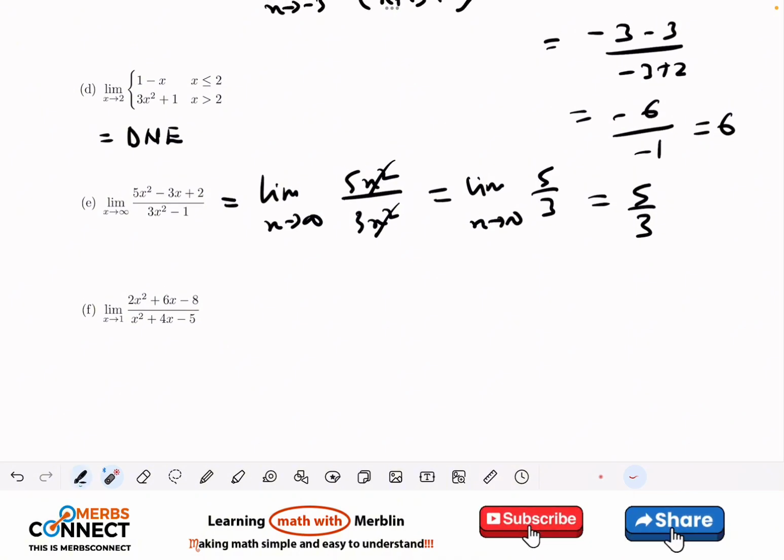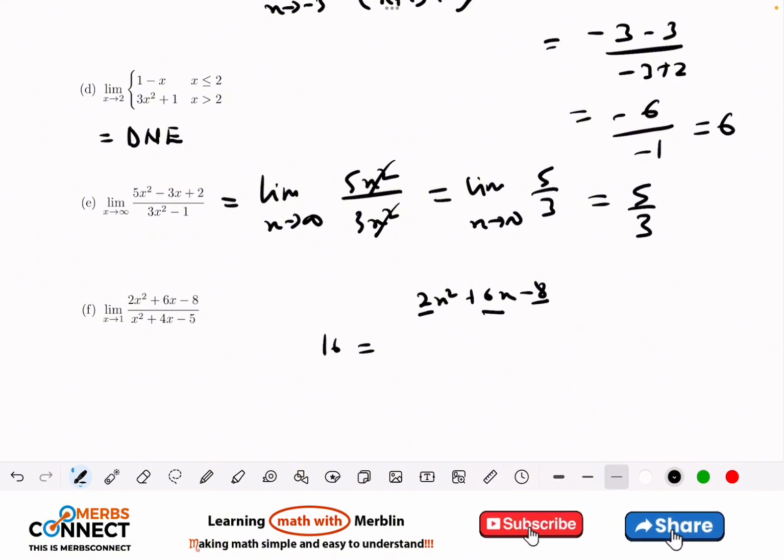Last question on this problem. First, as I said, let's plug in 1. When I put 1 in here, I get 0. So what we need to do is try and simplify. Let's look at the top, 2x squared plus 6x minus 8. Now I need to multiply 2 by 8, which will be 16, negative 16. So I need to pick two factors of 16 such that when I add them, I get 6 in the middle, and when I multiply them, I get negative 16.